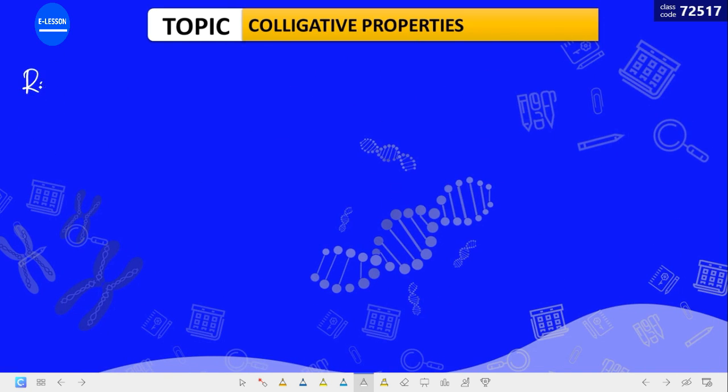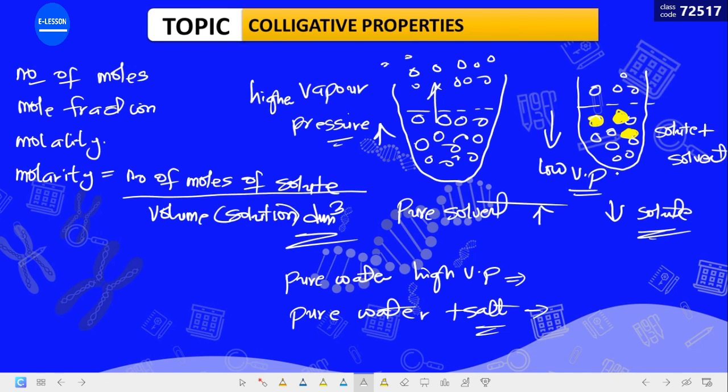Now Raoult's law states that the vapor pressure lowering is caused by the introduction of solute particles, because what happens when you introduce solute particles here is that the vapor pressure drops drastically. That means it is lowered. The vapor pressure lowering.